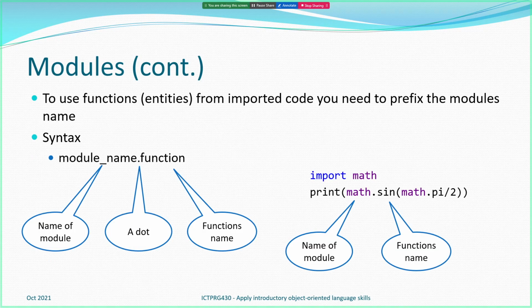So it is easy to define exactly which name you're referring to, and that's by including the module in the function call. The syntax for that is the name of the module, separating it from the function with a dot, and then the function's name. An example of that is the sine function within the math module.